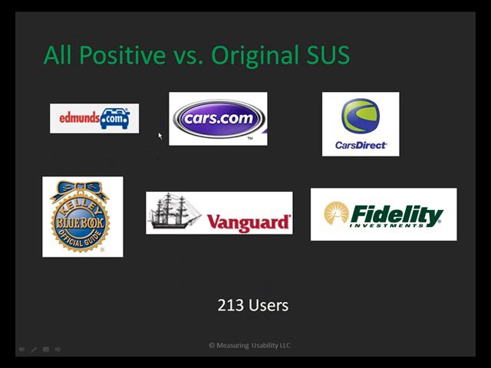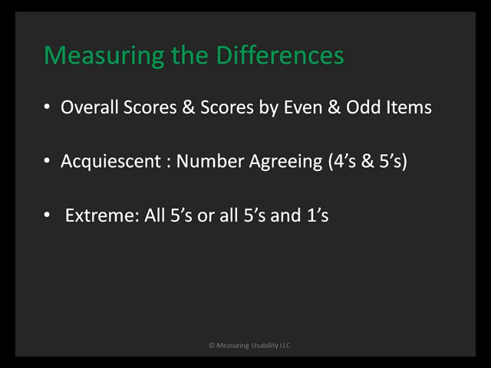We then had users attempt 2 representative tasks across mostly third-party automotive websites and financial services websites in a remote unmoderated usability test. We had 213 users attempt these tasks, and then at the end they were randomly assigned either the original System Usability Scale or the all-positive System Usability Scale. And first and foremost, we wanted to see, well, would we have reached a different conclusion?